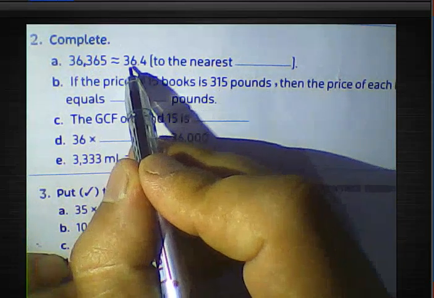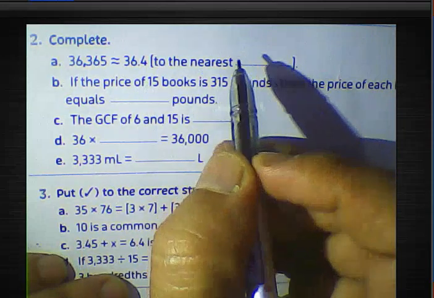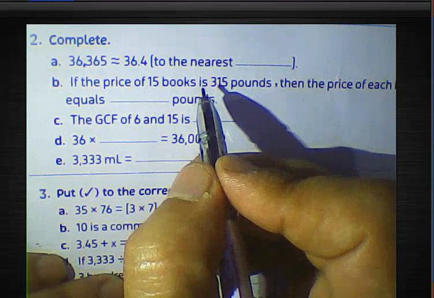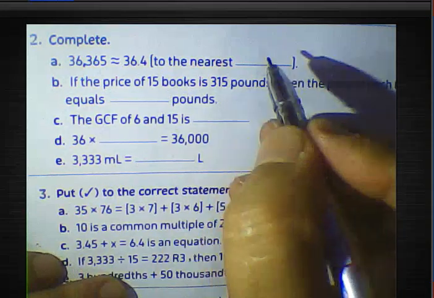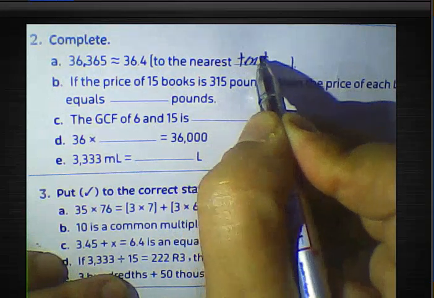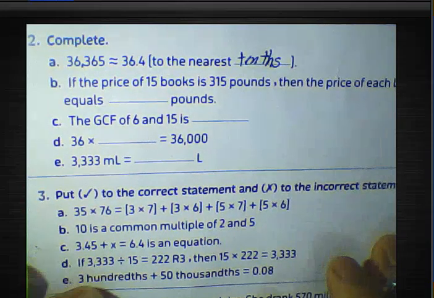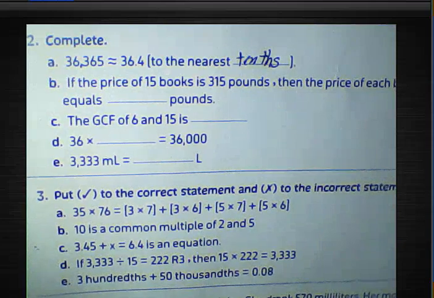36.365 approximating to 36.4 to the nearest what? To the nearest tenths. To the nearest tenths. Question letter B.